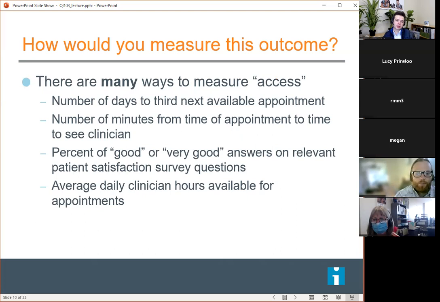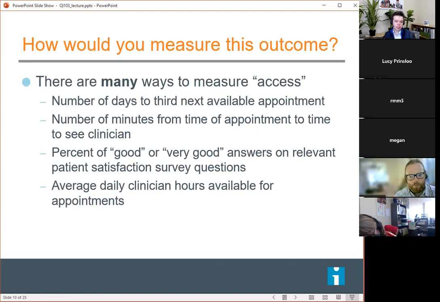So here they say there's a number of ways to measure access. You could have some hard measures such as number of days to the third next available appointment. So that's kind of a proxy measure of how empty somebody's diary would be in a clinic.